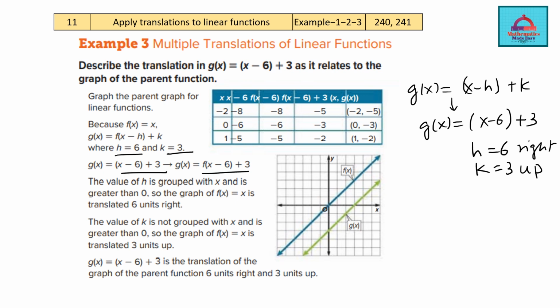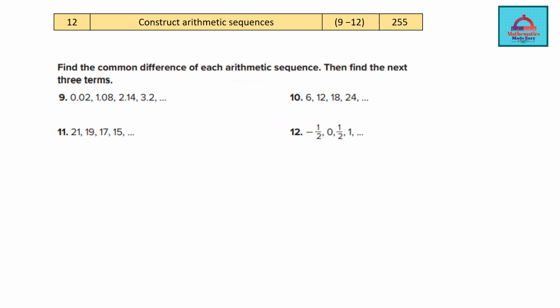So the function is going to have a translation of the graph of the parent function 6 units right and 3 units up. So if blue is the original graph, then you first go 6 units right. So 1, 2, 3, 4, 5, 6, and 3 units up. So this is the green graph that you are going to be getting. You can also similarly do the table of values like this, like we have done in the previous questions.